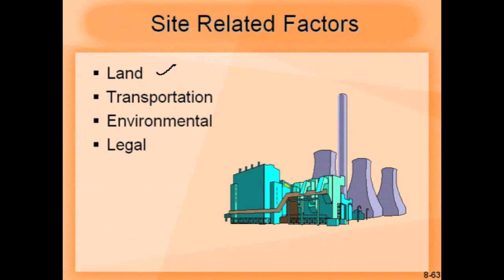One has to look into transportation. For example, if a company's executives have to travel frequently, obviously they want to locate probably near an airport or train stations. So that is an important factor. Environmental factors are always key, and then one has to also look into legal issues related to that site.